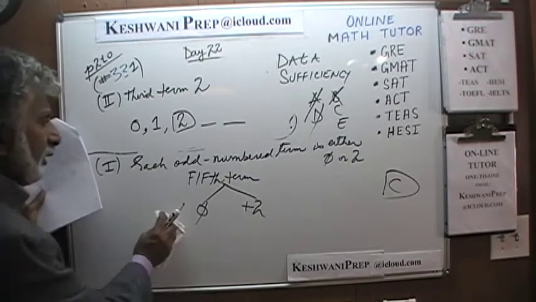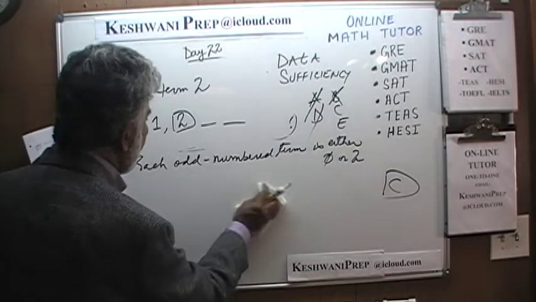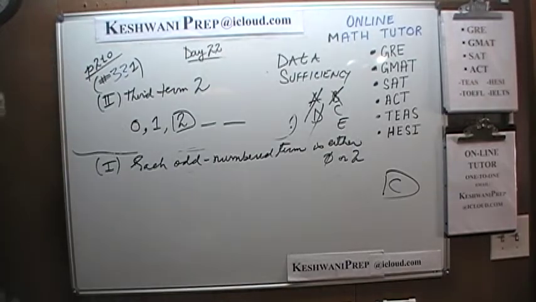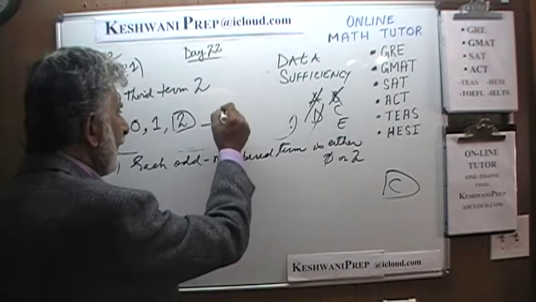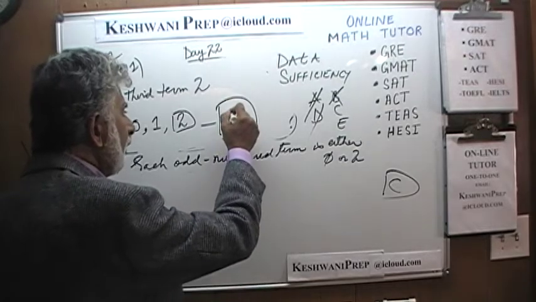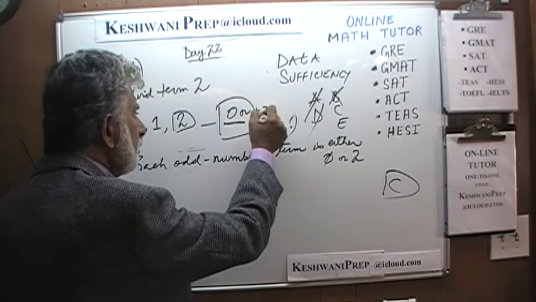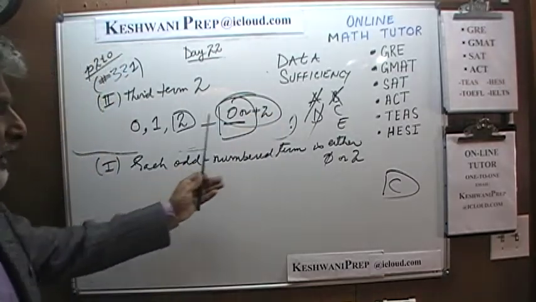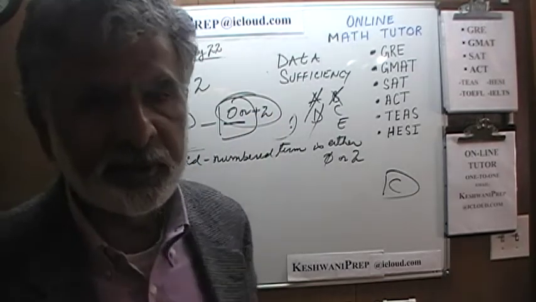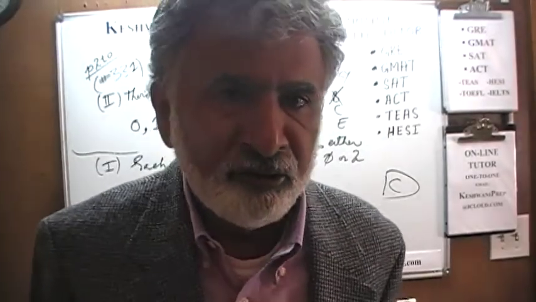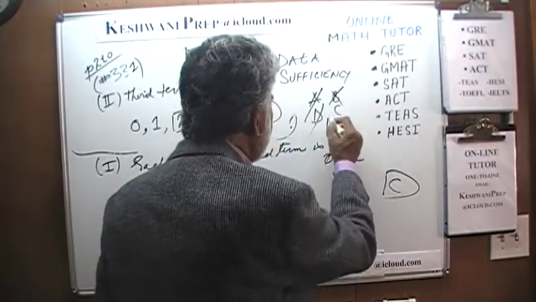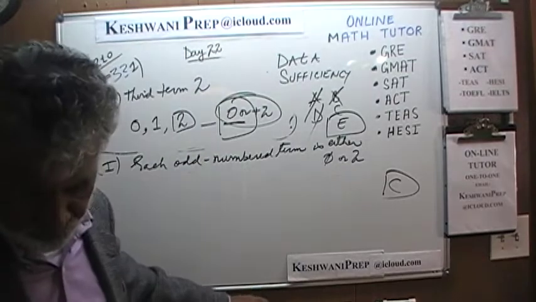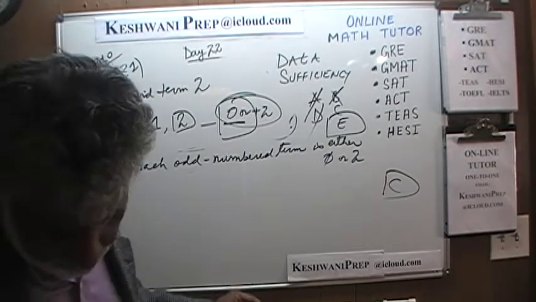When we put the two statements together, still we cannot tell. All we know is that each odd number term has to be either a 0 or a 2. So this term again could very well be 0 or it could be 2. There's nothing in here that leads us to believe that it's either a 0 or a 2. It could be either. The answer is E. That was number 331.